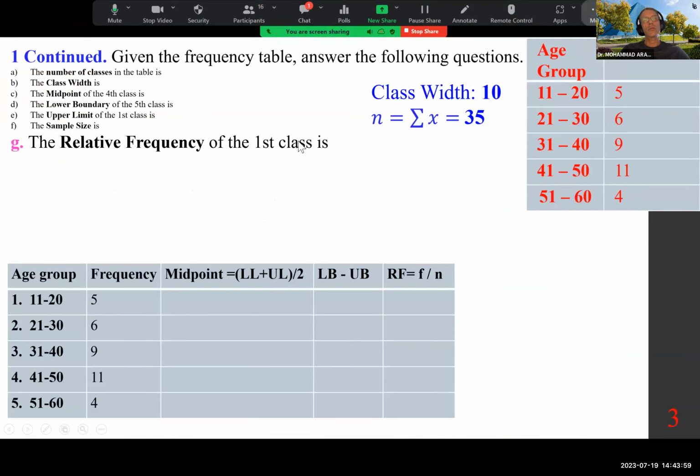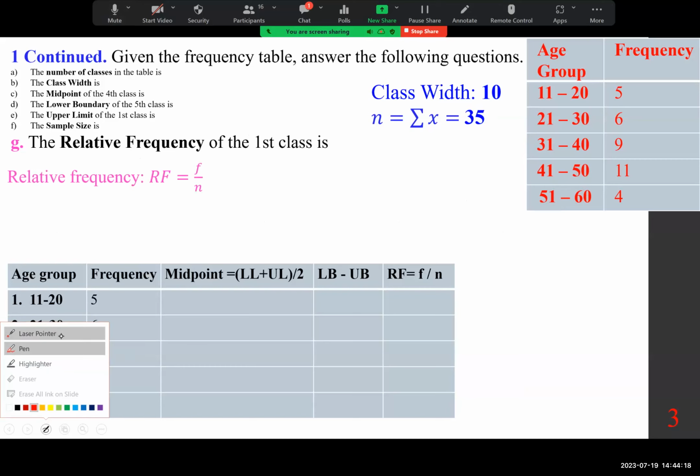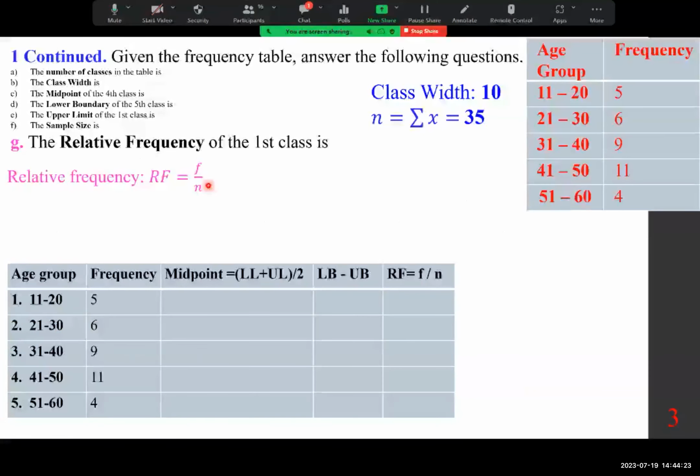So we want the relative frequency of the first class. So how do we find the relative frequency? By definition, relative frequency is the amount of frequency of that class over the total size. So RF, short for relative frequency, is F over N. So whatever the F is for the specific class divided by total size N. We know N from the previous page is 35. The class width is 10, and this is the group.